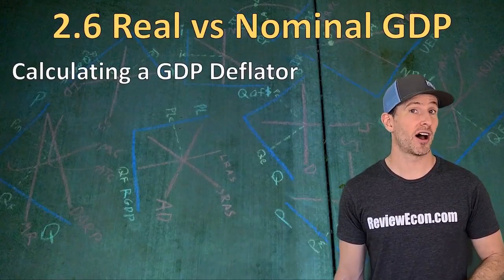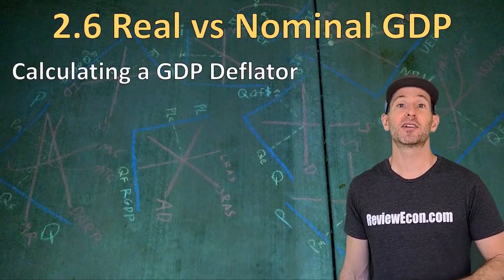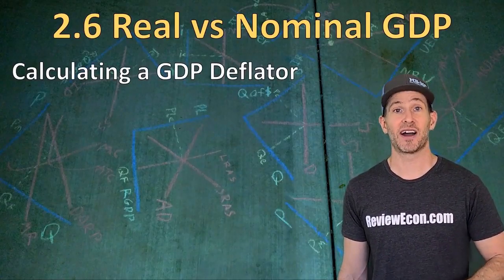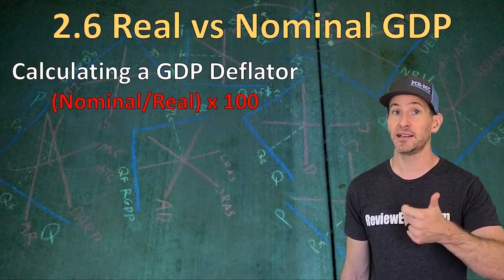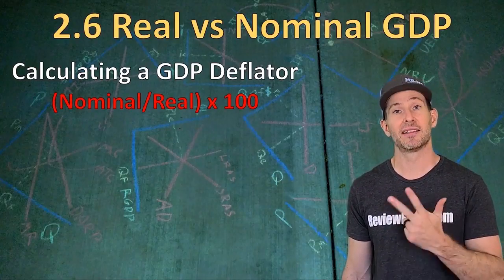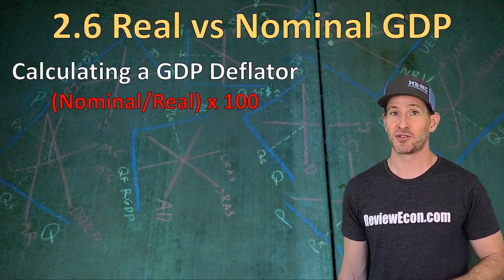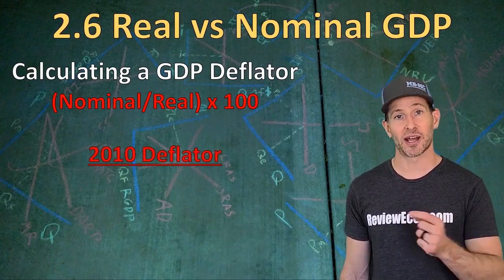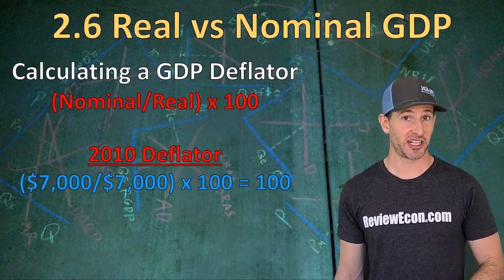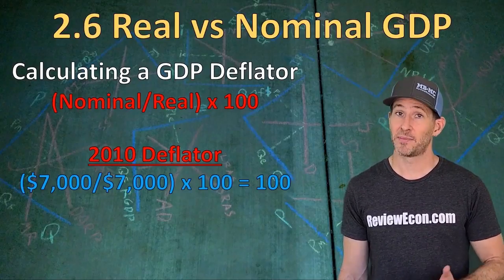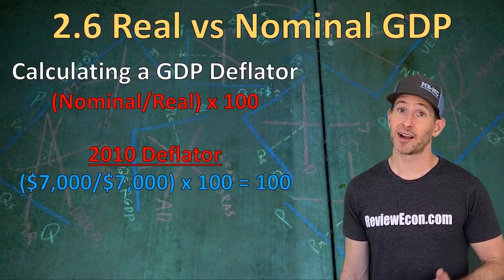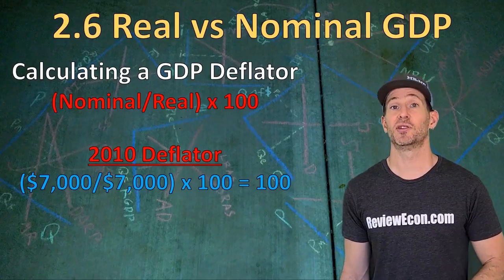Now that we have both nominal and real GDP, we can calculate a GDP deflator. In order to find that, you take the nominal GDP divided by the real GDP times 100. For 2010, since our nominal and real were the same, that gives us a GDP deflator of 100. The base year will always have a GDP deflator and a CPI equal to 100.